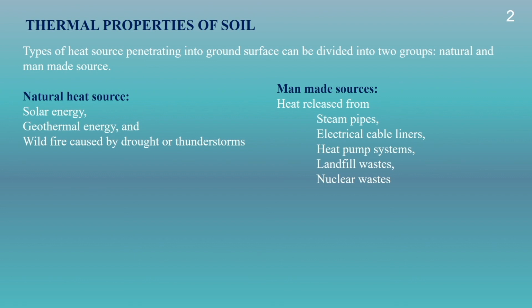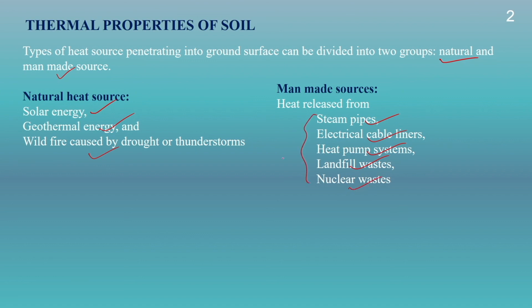The types of heat source penetrating into the ground surface can be divided into two groups. One is a natural source and the second is a man-made source. The examples of natural sources are solar energy, geothermal energy, and wind fire caused by drought or thunderstorm. The second is man-made sources such as the heat released from steam pipes, electrical cables and liners, heat pump systems, landfill wastes and nuclear waste.